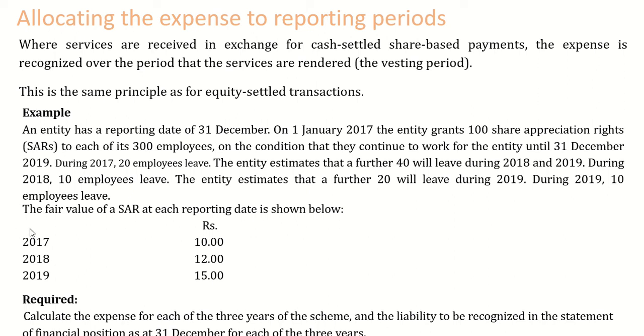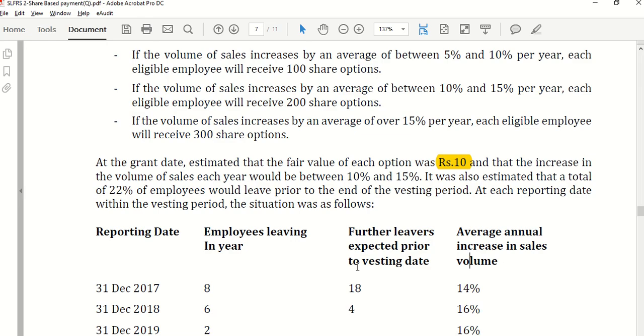So that's how they have given the fair value of the share prices at each reporting date. Calculate the expense of each of the 3 years of the scheme and the liability to be recognized in the statement of financial position as at 31st December. Earlier we discussed that we want to recognize an equity, now we want to recognize a liability, right? We'll see it with our question.